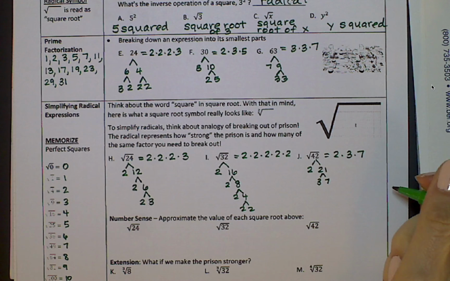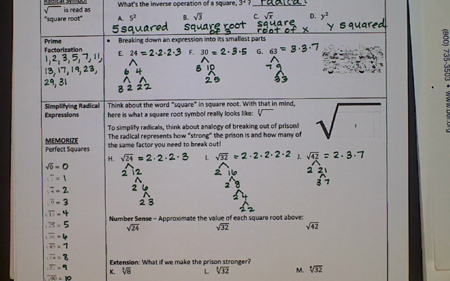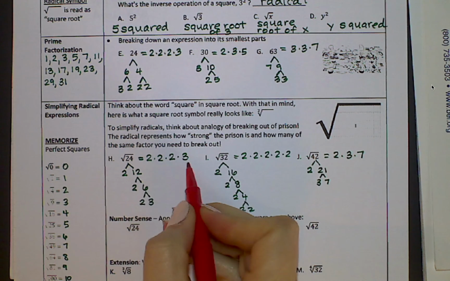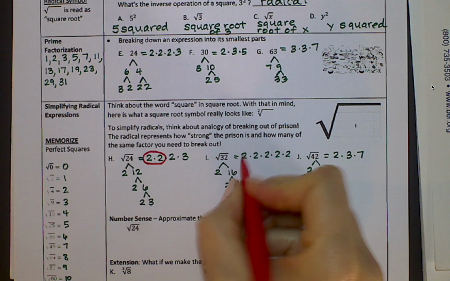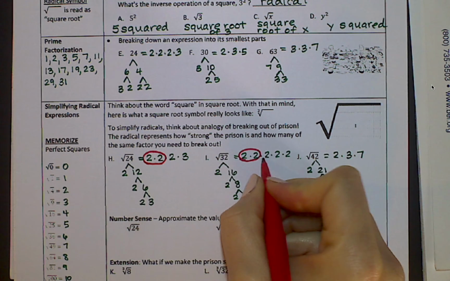Okay. Now, once you've gotten all of those prime factors, what you have to do is circle pairs of the same number. So I'm going to look at all 4 of these numbers. I have pairs of 2s here. I have a pair of 2 here. I have a pair of 2 here.